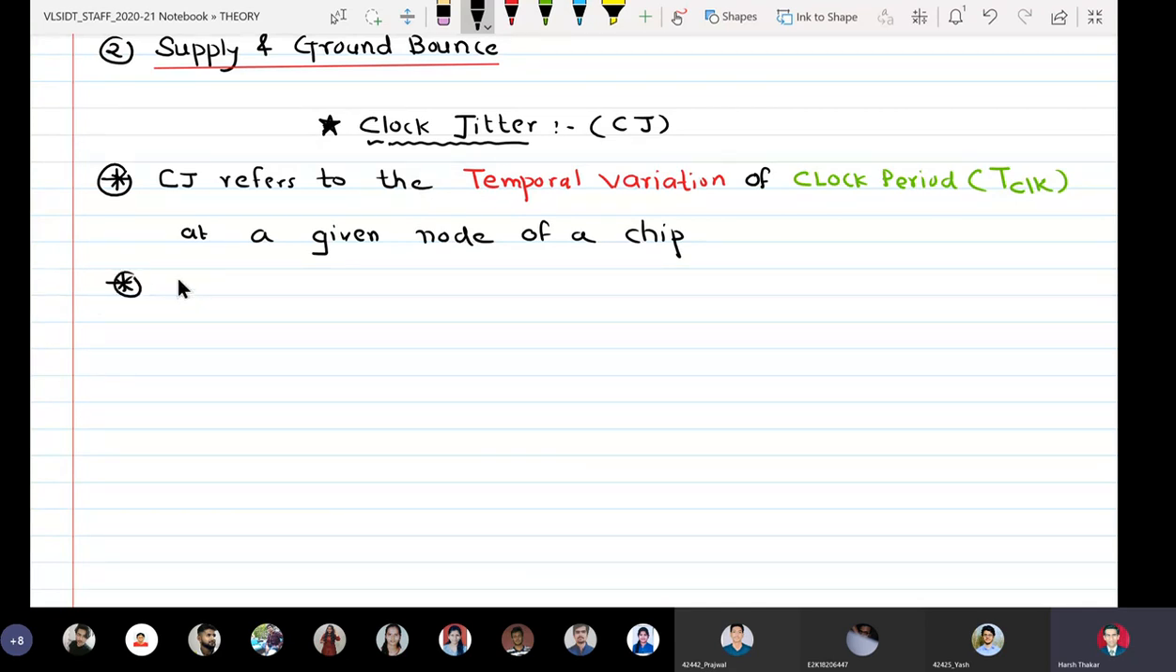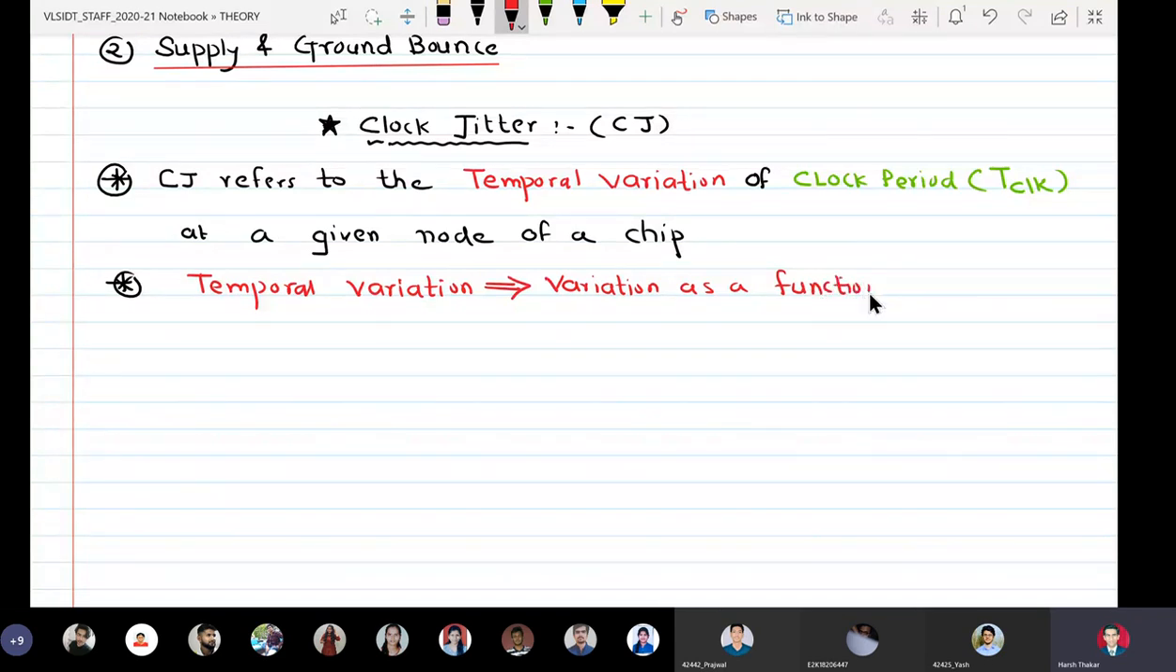Now, what is temporal variation? Temporal variation is nothing but variation as a function of time t.